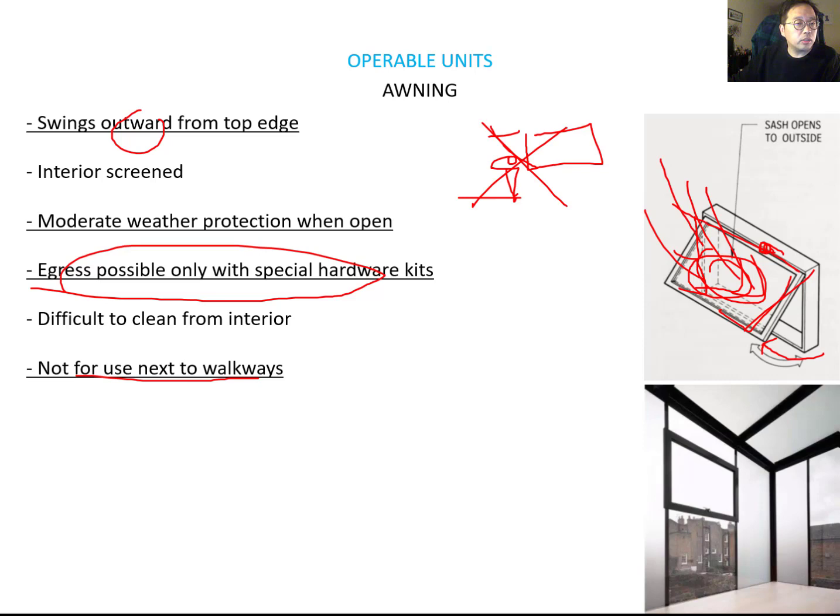Now let's talk about egress, possible only with a special hardware kit. What is egress? We have to know about egress. When you have a fire emergency, people have to escape from your place. This is what we call the egress path. The window is part of your egress path.